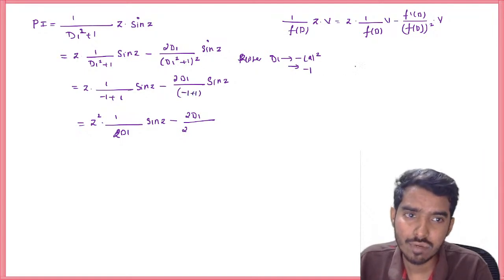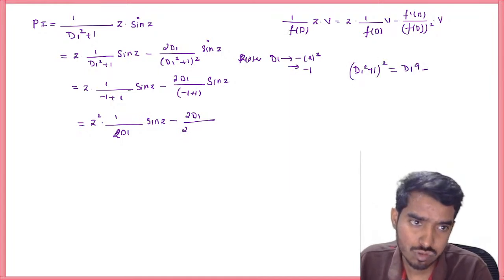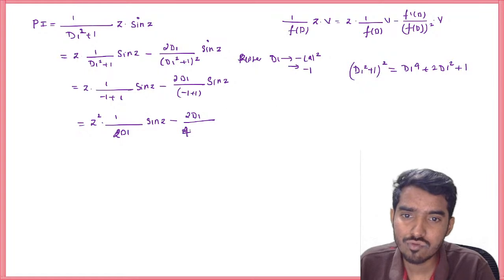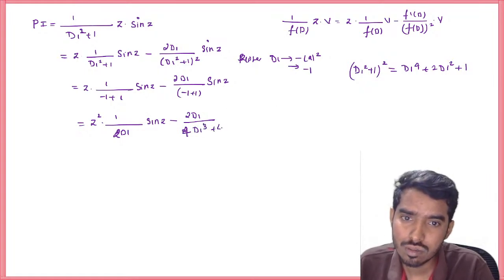So if I expand (D1 square plus 1) whole square, we will have a square plus 2ab plus b square, right? So if we differentiate this, we will have 4D1 cube plus 4D1, right?